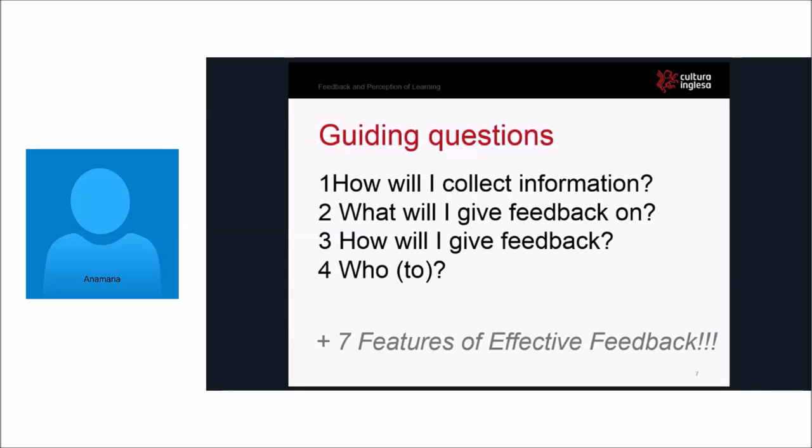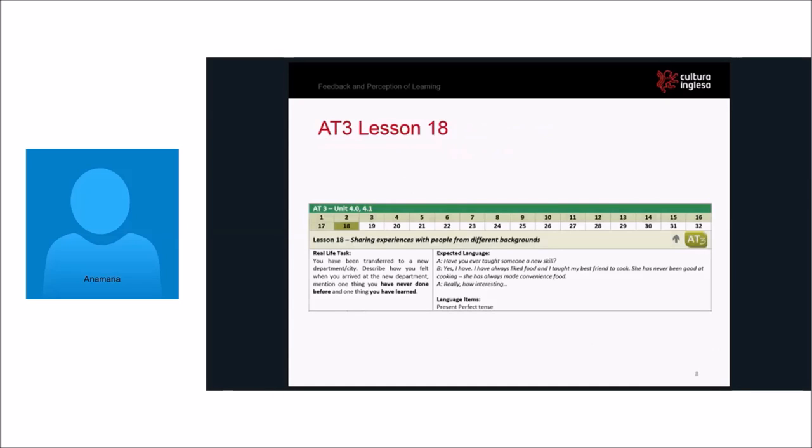And of course, we were also taking into account the features of effective feedback. So the lesson is, as you can see here, the objective is sharing experiences with people from different backgrounds. So this is something that students might do in real life. Then you have the real life task, which is simply the objective contextualized. So we have an actual situation.